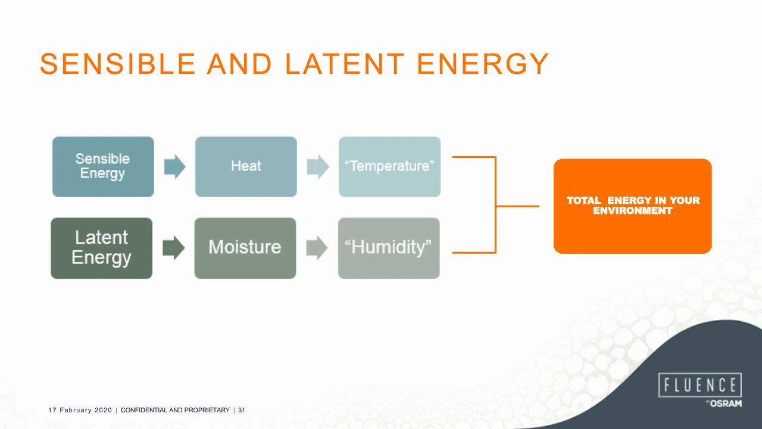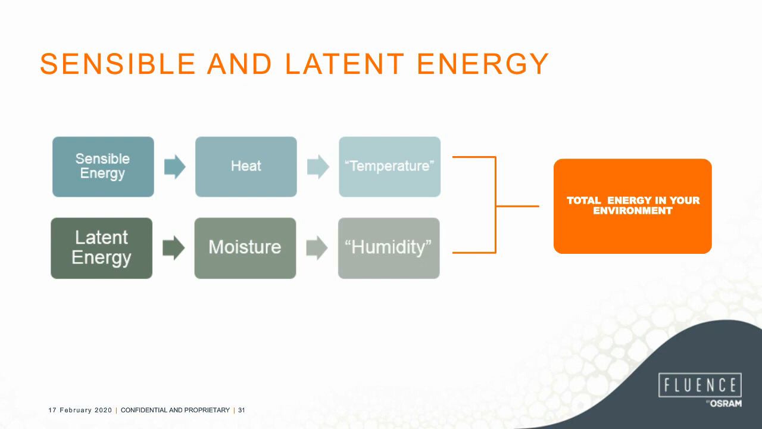Next is latent energy. We most associate latent energy with moisture and humidity. So imagine walking into a sauna and it's full of water vapor in the air. This water vapor is considered latent energy. Your HVAC systems in a production setting will be managing both of these energy sources in order to create optimal conditions for your plants.